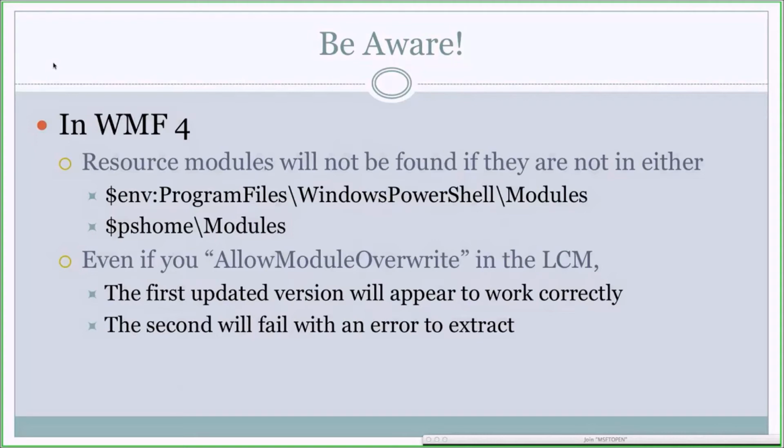What it would do is, say I have xWebAdministration version 1. I now need xWebAdministration 1.1. It'll rename xWebAdministration to .temp and pull down the new one, but it doesn't delete the .temp one. So when it tries to download 1.2, it tries to rename xWebAdministration to .temp, which already exists. So it says, oh, can't do anything here. Sorry. You'll get an error that it wasn't able to unzip the new module.